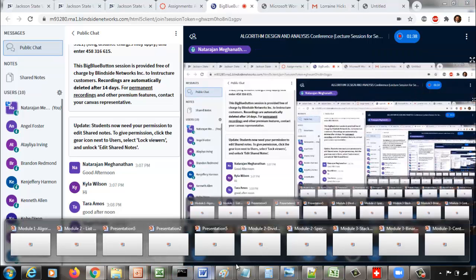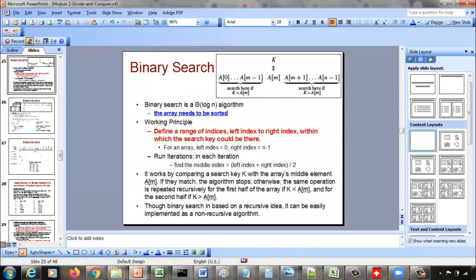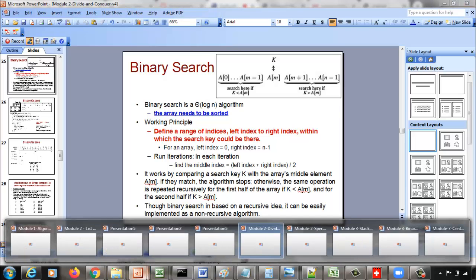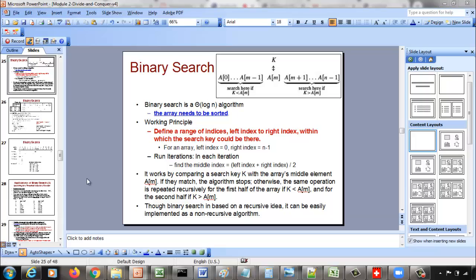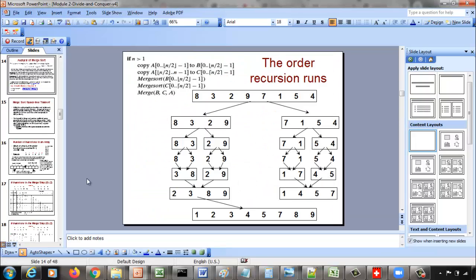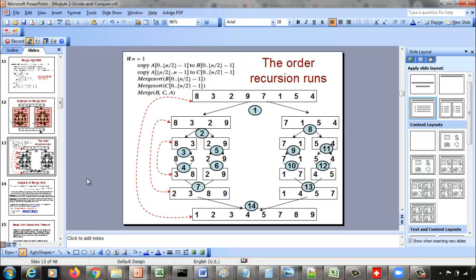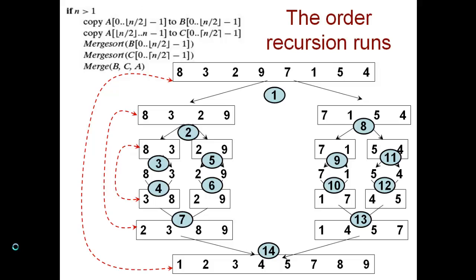Okay, so let us continue with module 2. We were looking at the merge sort algorithm. So in merge sort, what we do is split the array A into 2 subarrays B and C, sort the 2 subarrays and merge them to get the entire sorted array.